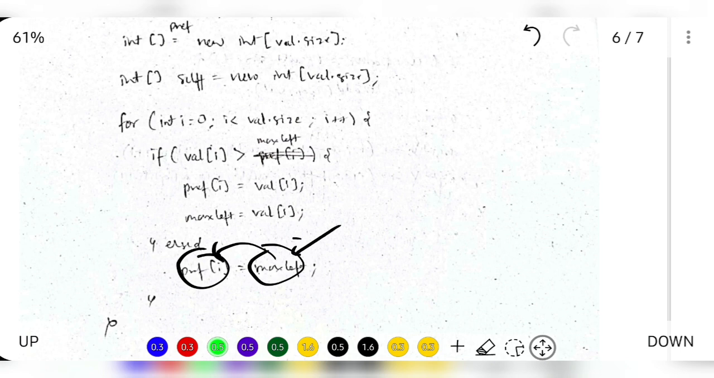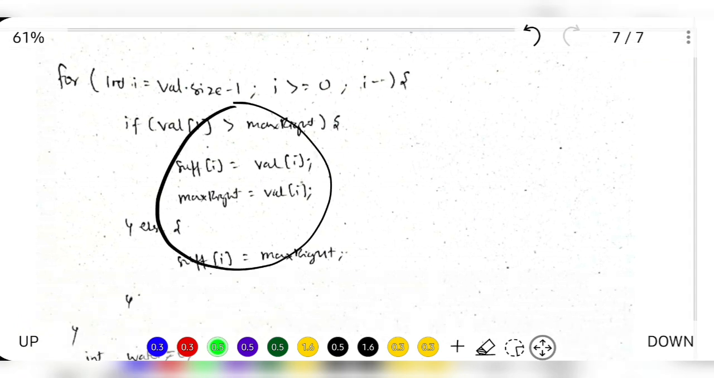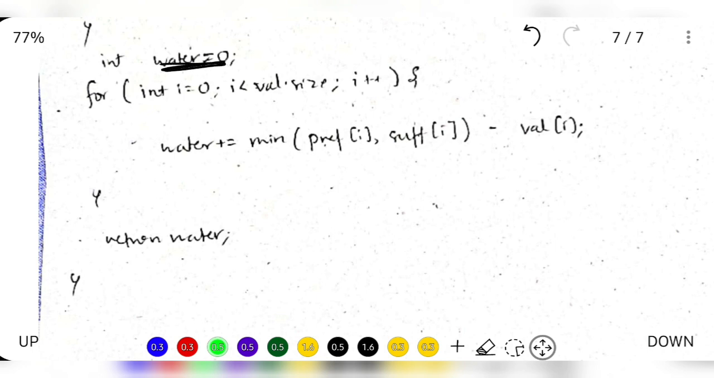Else if it's a smaller value, the previous max left value will be stored in the new prefix, the prefix value for the new building. Okay, like that we will do for the right one also. After we have done for the left and right, then we will be moving on to this for loop. Here we will be storing how much water is there, so it's calculating how much water is there.